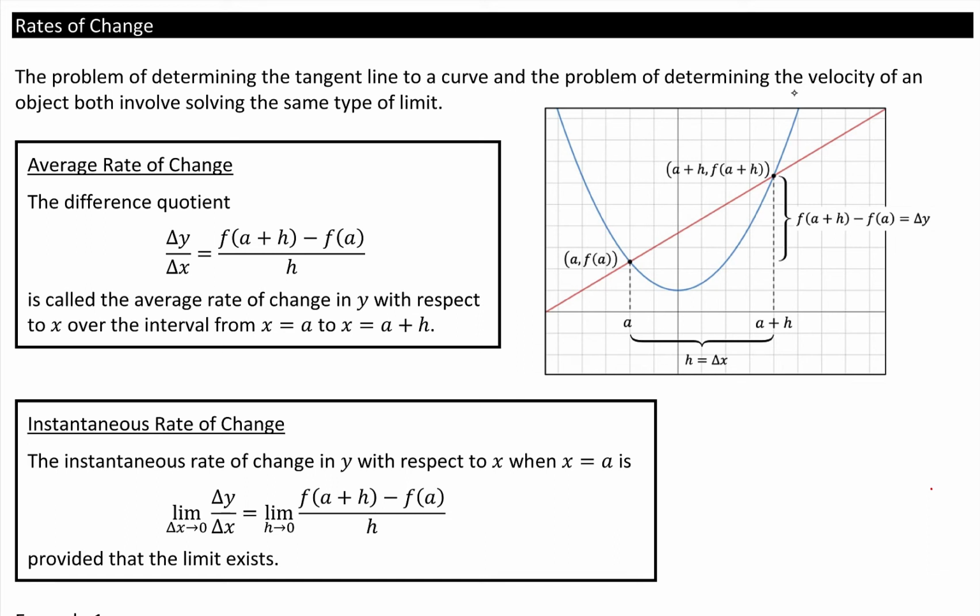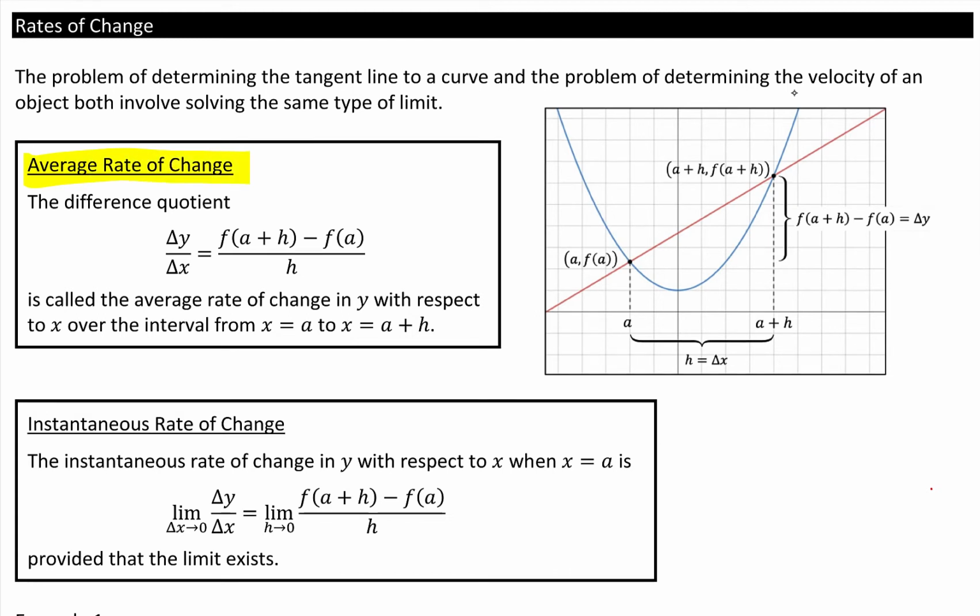So we're now going to look at rates of change. The problem of determining the tangent line to a curve and the problem of determining the velocity, or the instantaneous rate of change, of an object both involve solving the same type of limit. So the average rate of change is equivalent to finding the slope of a secant.